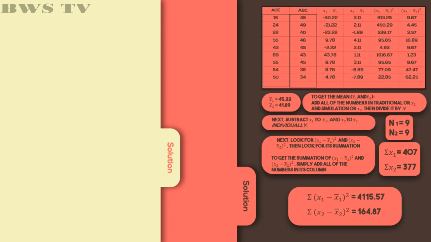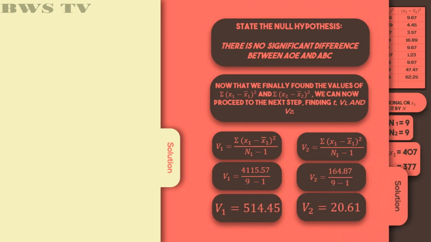Now state the null hypothesis. There is no significant difference between AOE and ABC. Now that we have the values of the summation of x sub 1 minus mean 1 squared and the summation of x sub 2 minus mean 2 squared, we can now proceed to the next step, finding the t-value, v1 and v2. v1 is equal to 514.45 and v2 is equal to 20.61.